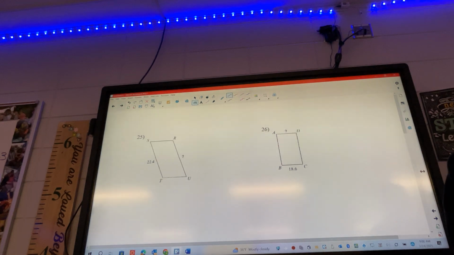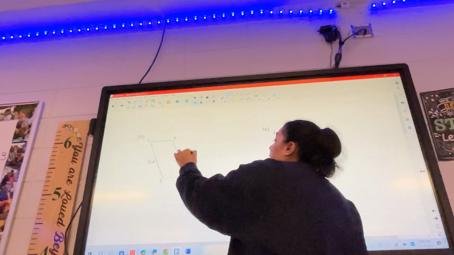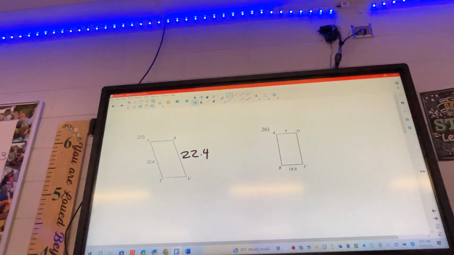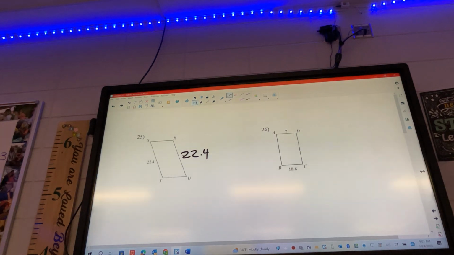That's not to say they are all the same, because my top and bottom could be 2 and my sides could be 4. So the top and bottom go together and the left and right go together. If that one is 22.4, the other one is 22.4. Okay, what about 27? The top is 23, what's the bottom? 23.